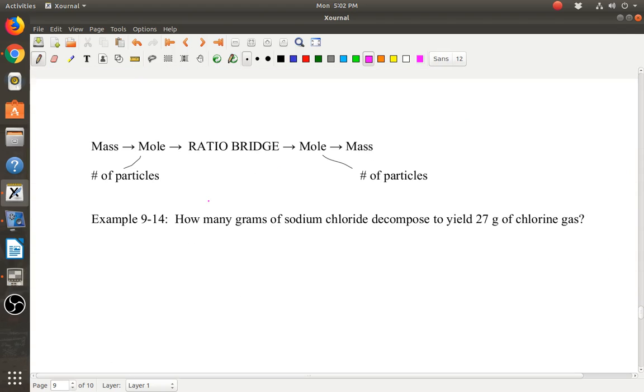Here, I wrote out the pathway for you in a little bit of a typed fashion, but I want you to be able to recognize it. So the moles of B, mass of B, moles of A, mass of A. For particles, you use Avogadro's number. To go from mass to moles, you use the molar mass of A. To go from moles to mass, you need the molar mass of B.